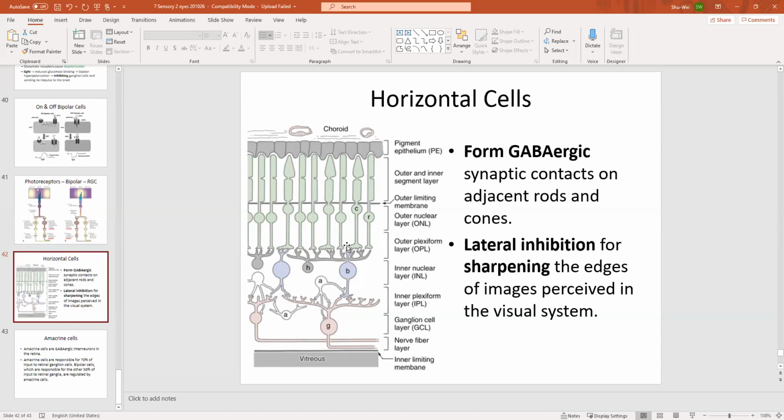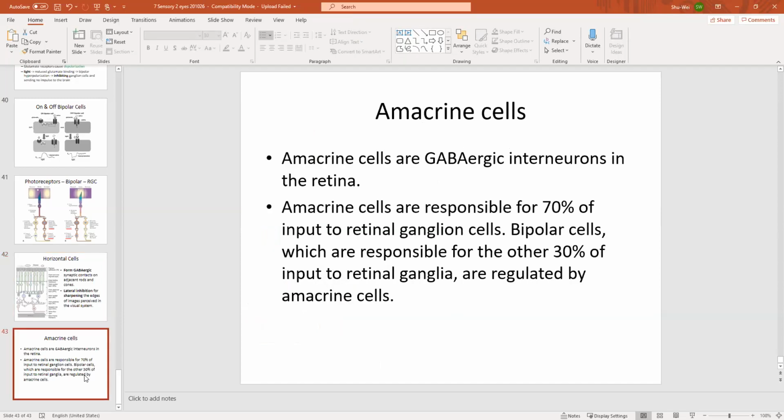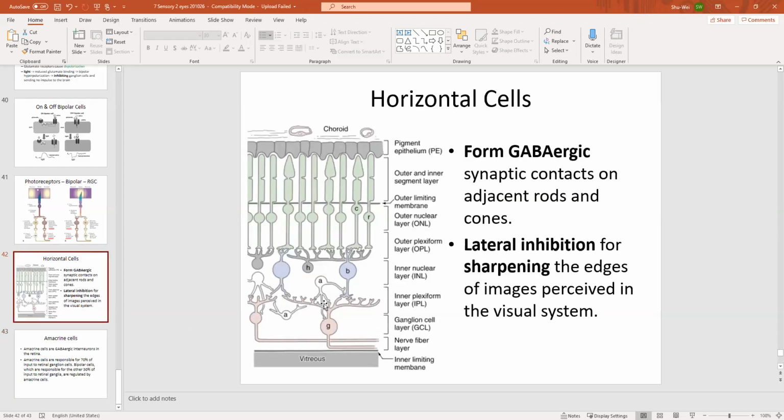They can sharpen the edge of the vision. For example, say we have a light shining through. When light shines through, it will cause the central photoreceptor to get excited, but it also sends signal to trigger the neighboring ones. The horizontal cells can be used to inhibit these neighbors in order to make the vision more precise, sharpening the edge of the image. And we also have the amacrine cells to synapse with the ganglion cells.